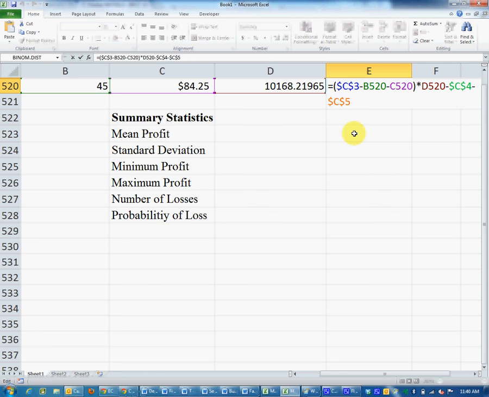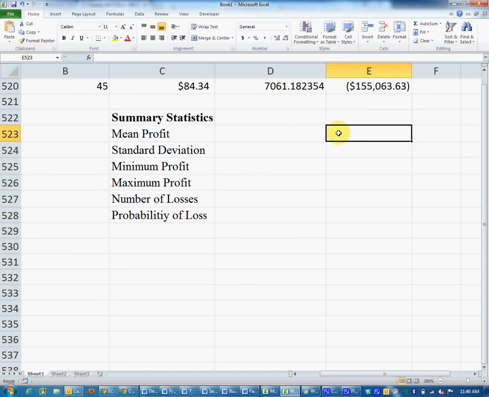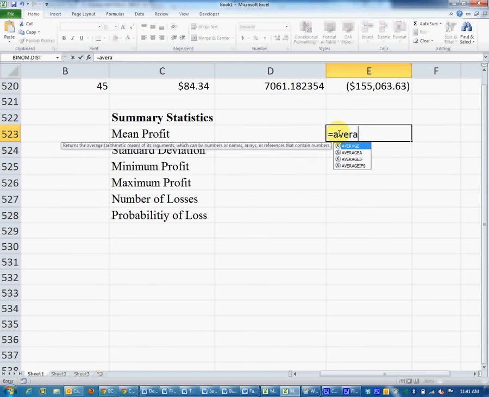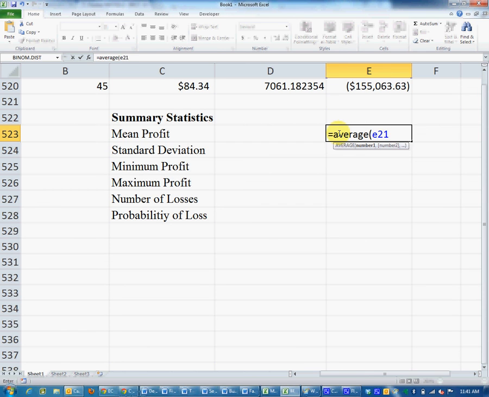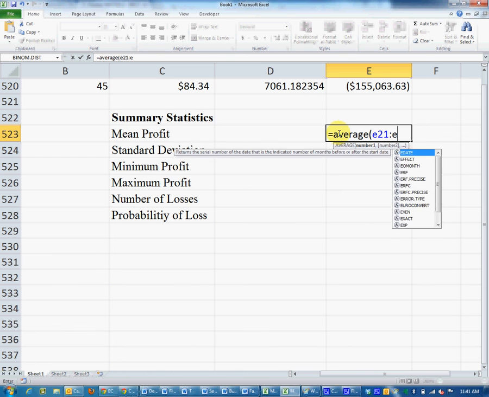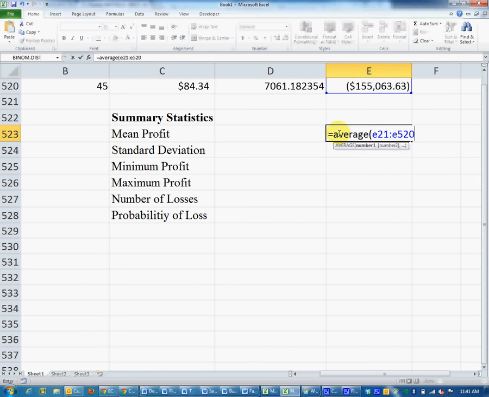Thank you, appreciate it. Okay, so mean profit is just like we did last time. So it's equals AVERAGE, open, E21, colon, E520, close. Now I'm going to highlight that so it makes the rest easier, if you remember that from the other day.